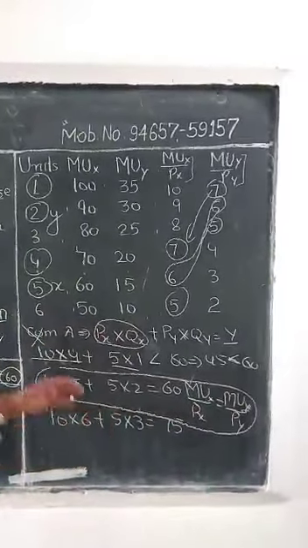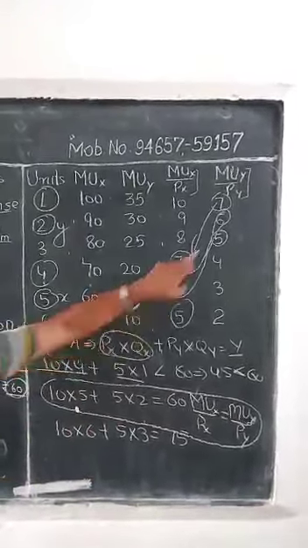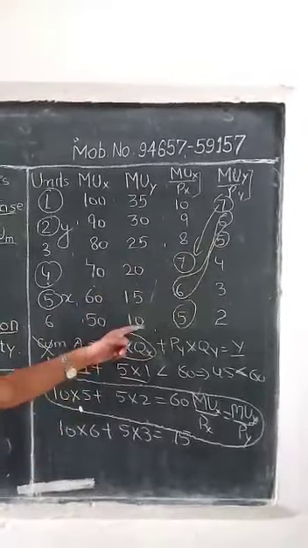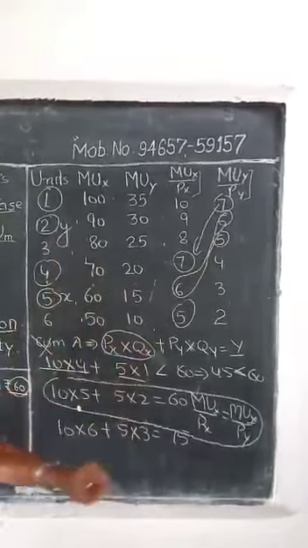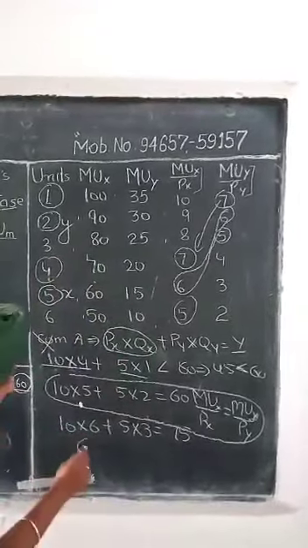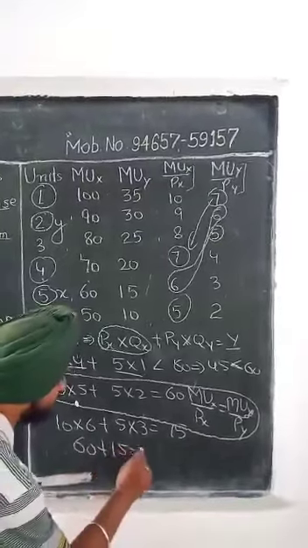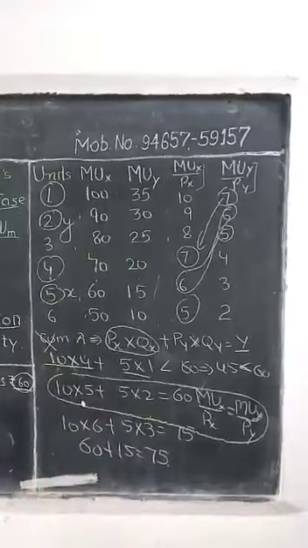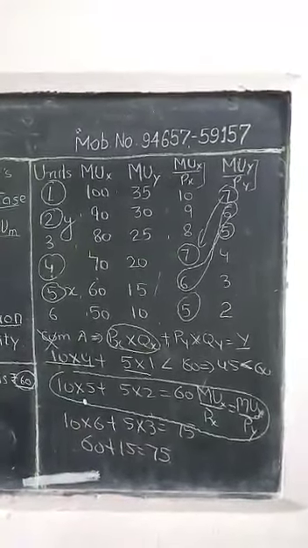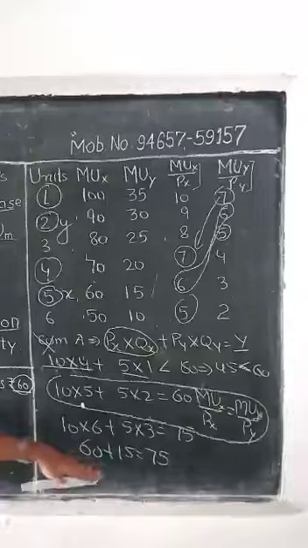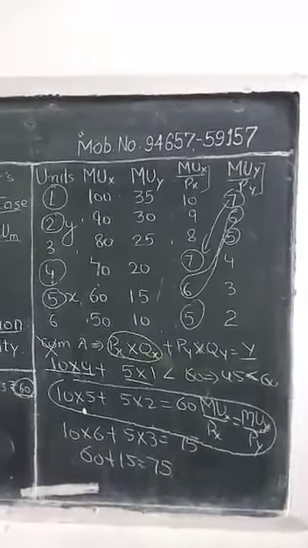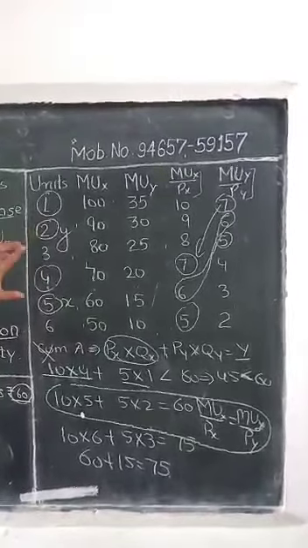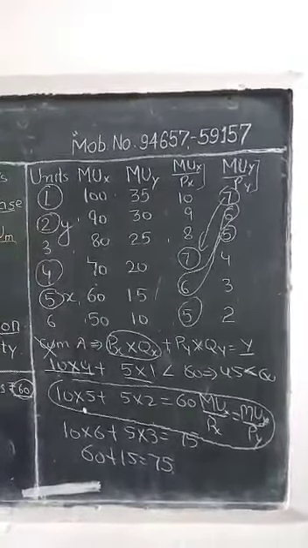In the last one you can see again it is equal, 5 and 5, but you can see 6 into 10 is 60, plus 5 into 3 is 15. So 60 plus 15 is equal to 75. But the budget of the consumer is only 60 rupees, so it will not be possible for the consumer to get this combination. So at 5 units of x and 2 units of y, the consumer will be in equilibrium in the two commodity case.